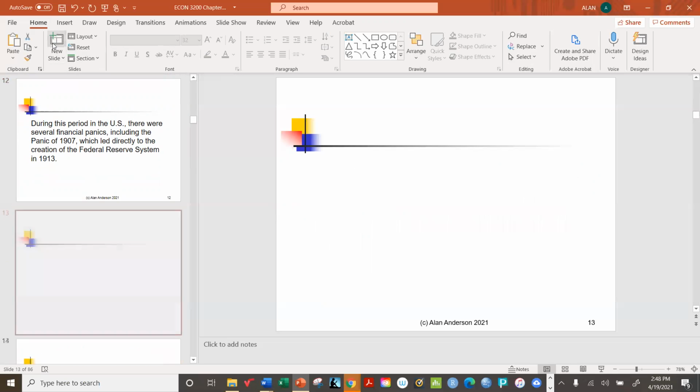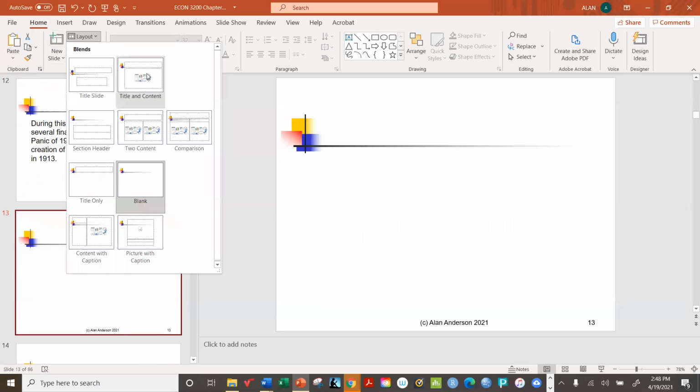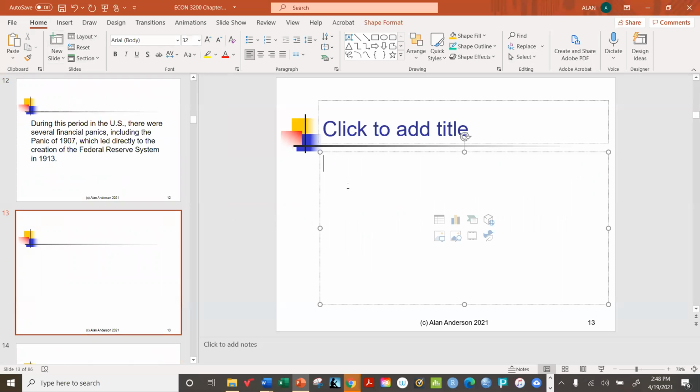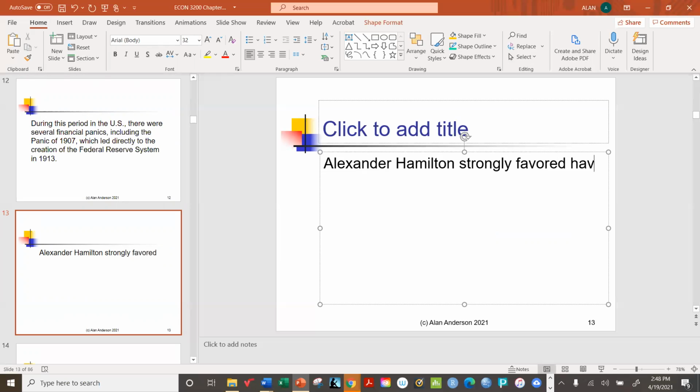Well, let's just take a quick detour here. I just want to mention that in the early days of the United States, Alexander Hamilton was a strong proponent. We all know him from that play, of course, but he was the first Secretary of the Treasury of the United States. He strongly favored having a central bank.